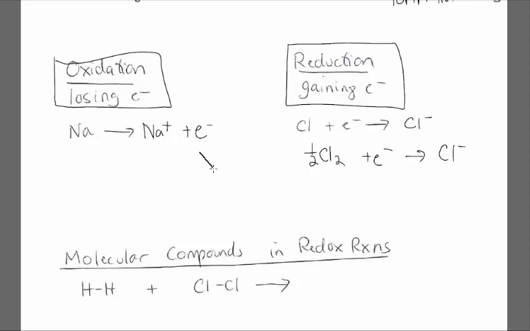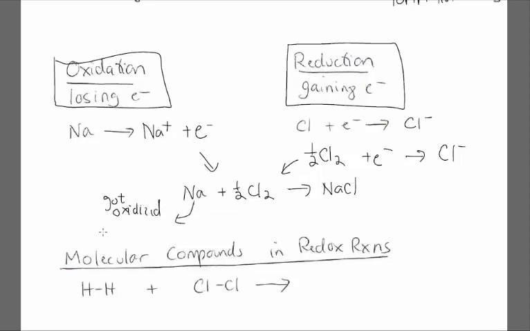Okay, so then we can combine an oxidation half reaction and a reduction half reaction into a regular reaction. Sodium plus 1/2 of the chlorine makes sodium chloride. So when you combine those together, you say that sodium got oxidized because it lost an electron, as we showed up here.